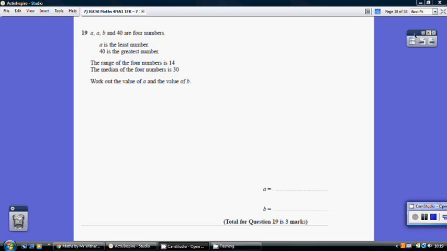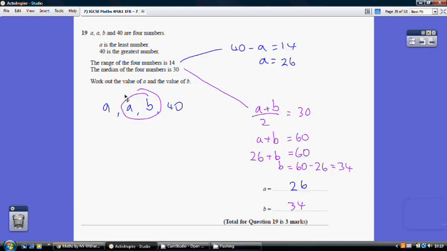Question 19. So let's just go and write these down as a list, just to help us gather our thoughts. So we've got A, then B, then 40. Now we're told that the range of the 4 numbers is 14. Now the range is the biggest number take away the smallest number. So 40 take away A is going to be our range, which is 14. So A must be 26.